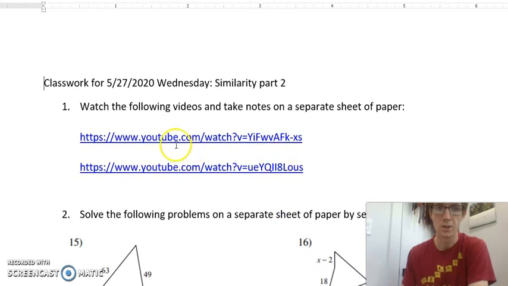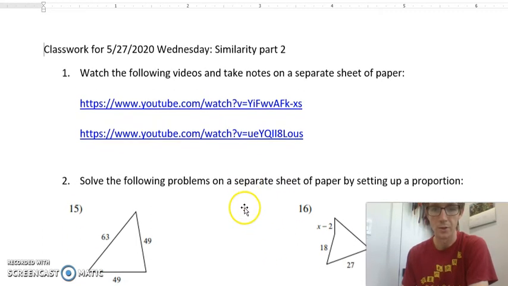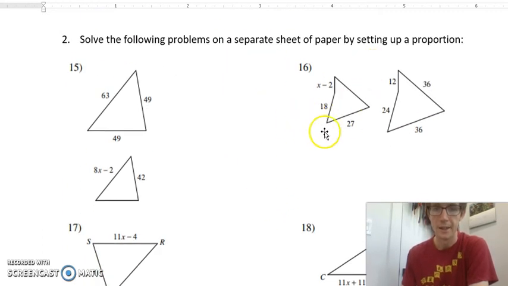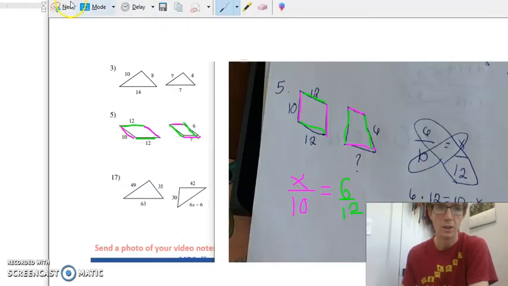So the first thing I want you guys to do is watch these two YouTube videos. Those will give you a pretty good background as far as how to do these problems, and also a good background on similarity in general. And I want you to take detailed notes and send me those notes. That'll be part of the credit. And then do these problems. And I'm going to do one of them for you. Alright.